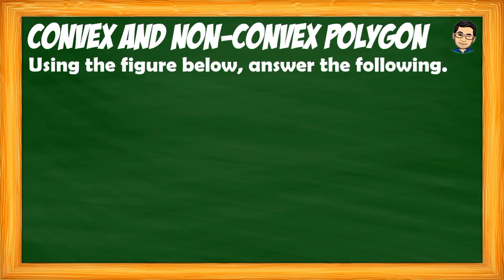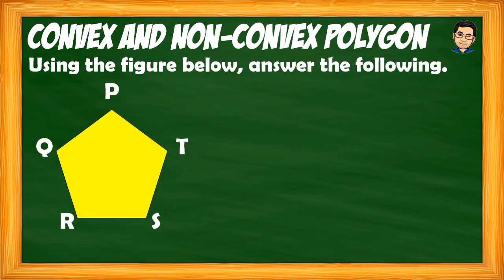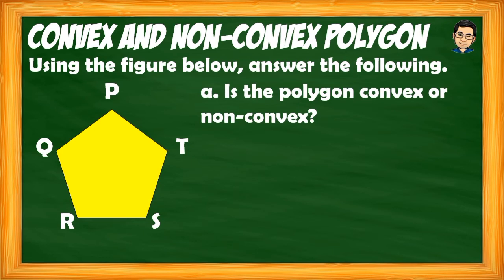So, using the figure below, answer the following. Ayan. So, again, we have the figure pentagon, yung ginamit po natin kanina. So, for the first question, is the polygon convex or non-convex? Okay. So, tignan natin yung mga interior angles niya. Angle P, angle T, angle S, angle R, angle Q. So, as you can see, meron dyan sa mga interior angles niya ay acute, meron din namang obtuse angles. And yung acute tsaka obtuse measures less than 180 degrees.